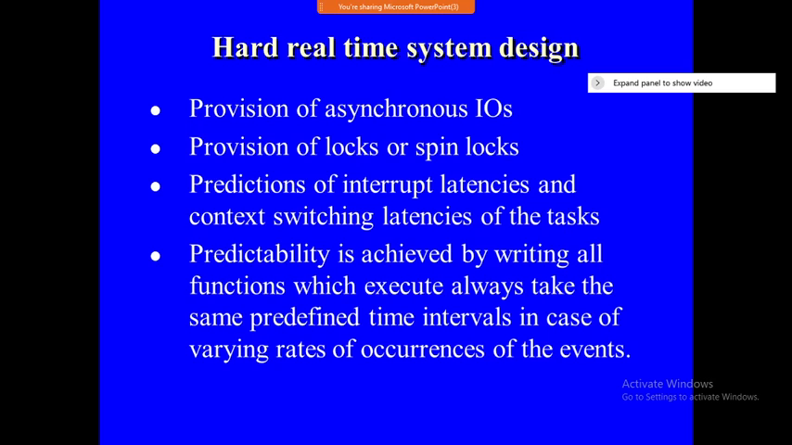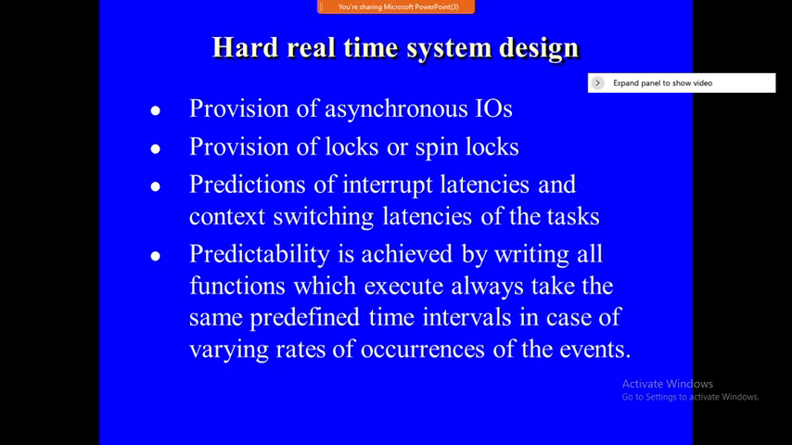Context switching latencies of the task. If one task is executing and a higher priority task comes, then the lower priority task is going to be preempted. Its information is saved and the higher priority task is executed. Switching from the lower priority task to the higher priority task takes a gap, and that gap is the context switching latency of the tasks.